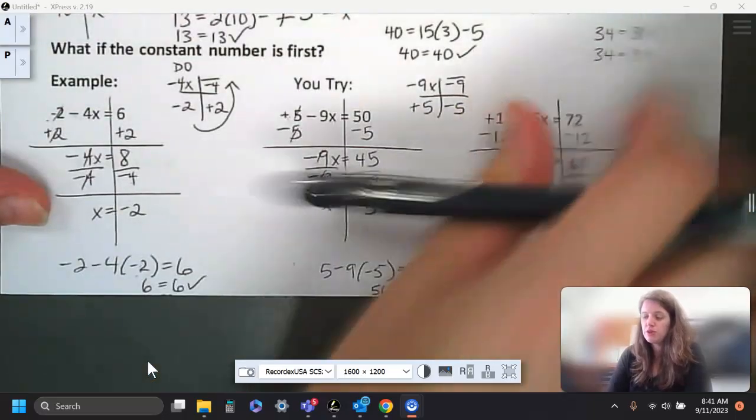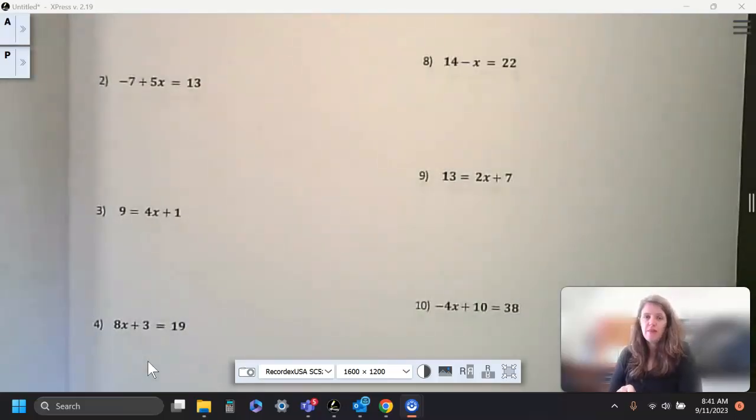There are some practice problems for you on the other side of your sheet, okay? And then there will be a practice online to check at the end, just a couple problems, like 3 problems, to see if you're getting them right, okay?